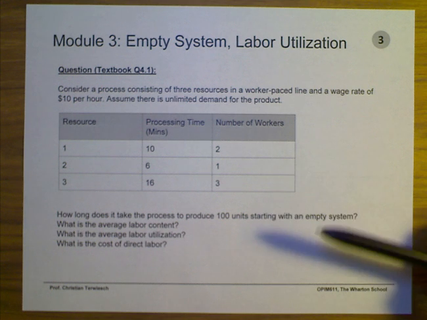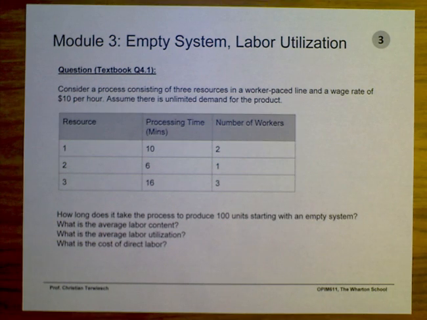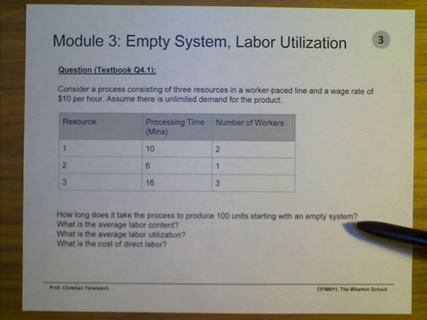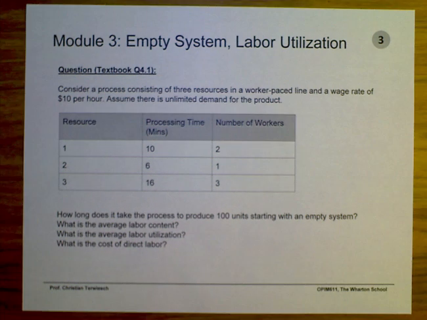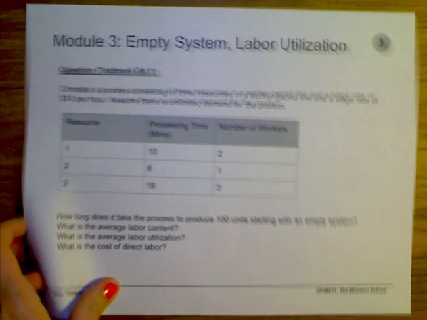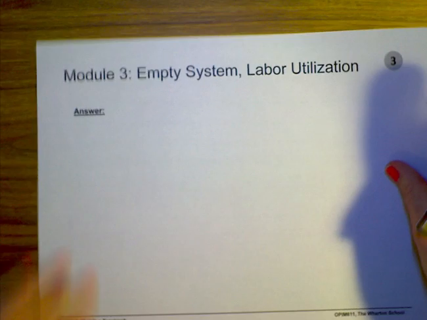So we're asked a couple different questions. One, how long does it take the process to produce 100 units starting with an empty system? What is the average labor content? What is the average labor utilization? And then what is the cost of direct labor? So let's get started working on this.